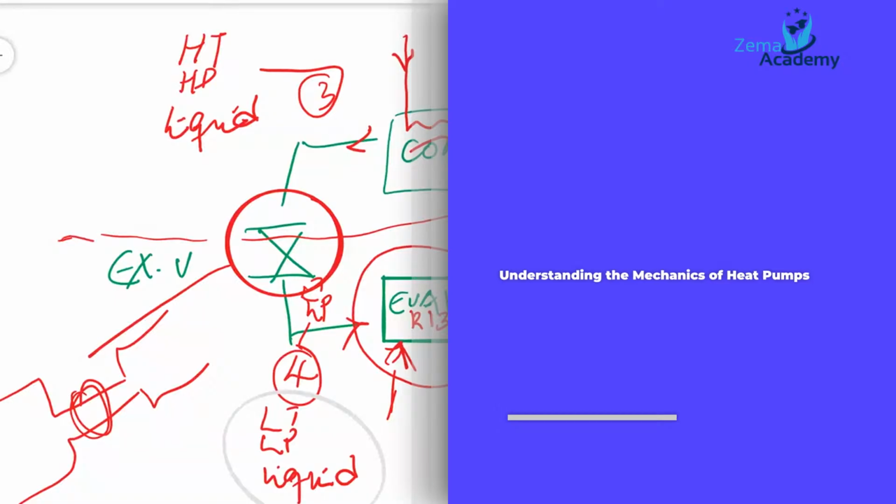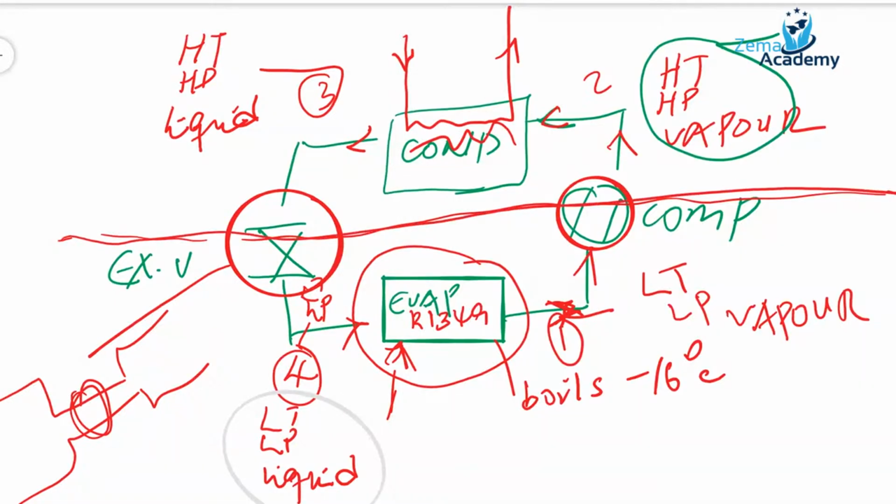So at the beginning, as I said, if you divide the circuit into two halves, as you can see, anything below the line is low temperature and low pressure. And anything above the line is high temperature and high pressure. Okay, so you can divide the circuit into two. Anything below the line, we have low temperature and low pressure, and anything above the line, we have high temperature and high pressure. That is the basic principle of any vapor compression system.